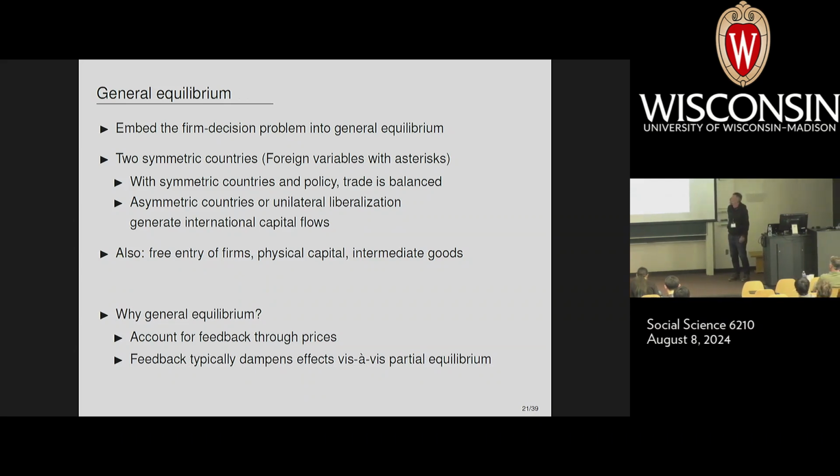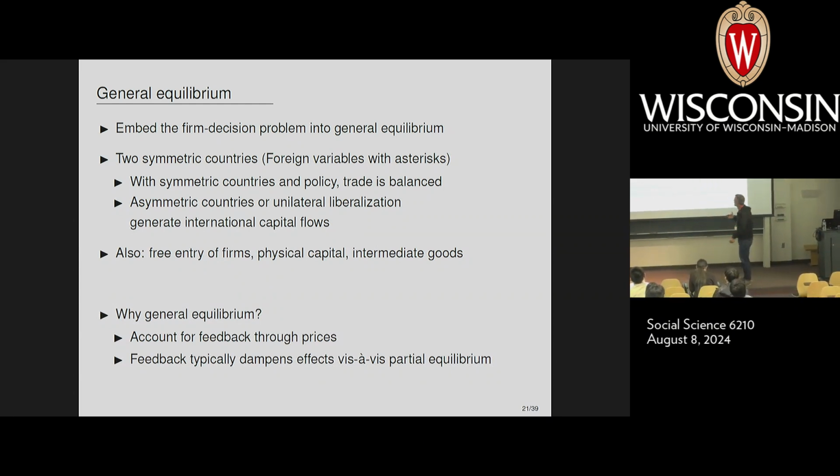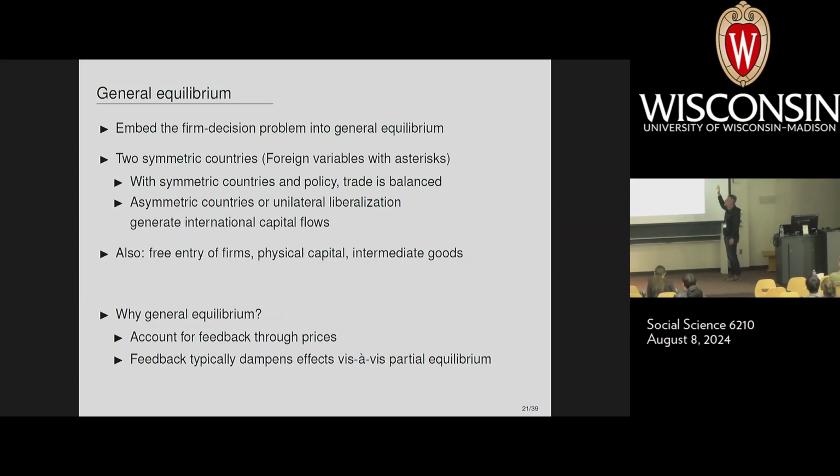General equilibrium. So now I'm going to take that model we just talked about and put that into a two-country dynamic general equilibrium model. Everything today is just going to be with symmetric countries. That's fine. It's straightforward to make things asymmetric, and you get more interesting stuff. But this is just to keep things simple.